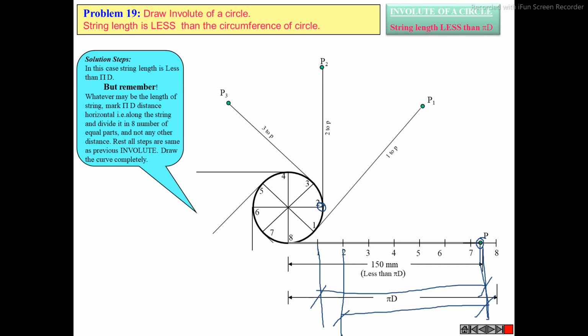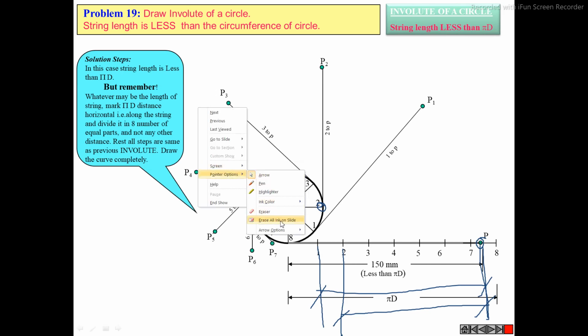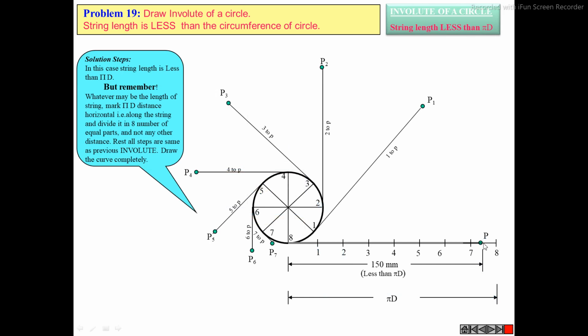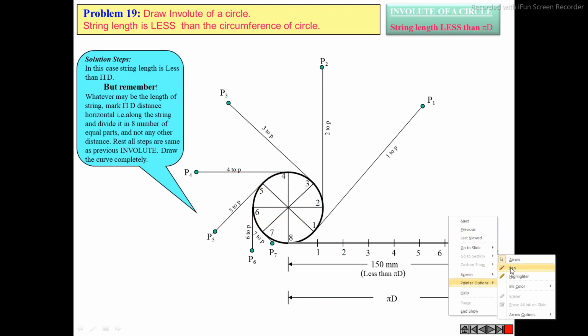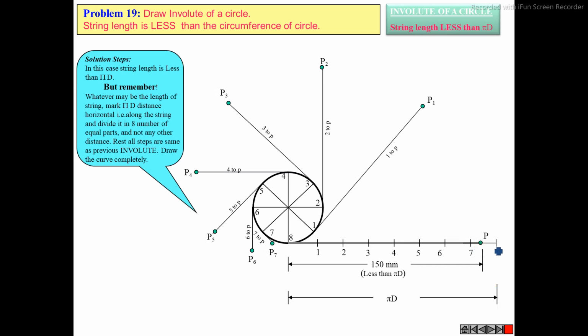Similarly 3P, 4P, 5P, 6P, 7P. Now next is 8P. You see 8P is behind. Point P is after point 8, and point P is behind point 8. So in order to mark this distance 8P, what do you need to do? You need to extend this initial tangent line in the left direction.